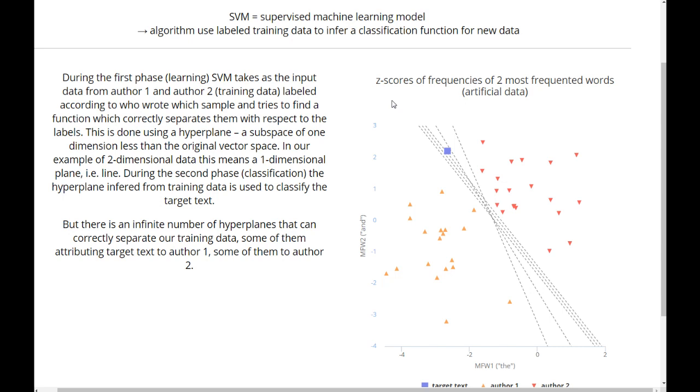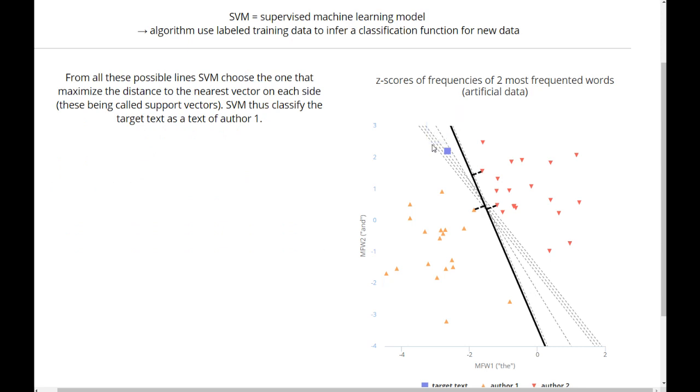and use them to attribute the target text to author 1 or author 2. You see, when using this line, we will classify this as the text of author 1. When using this line, we will classify it as the text of author 2. So what the support vector machine does is it chooses the line that maximizes the distance to the nearest vector, to the nearest data point on each side.